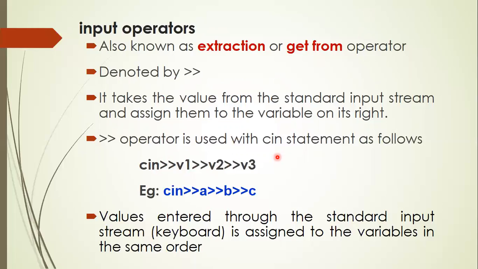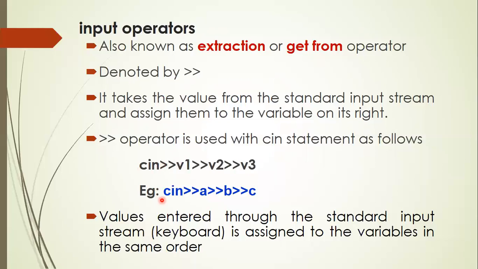Example, cin >> a >> b >> c. Look at this example. This statement accepts three values from the standard input stream, and the three values entered will be assigned to the variables a, b, c respectively. That means the first value you enter will be assigned to a, the second value will be assigned to b, and the last value, the third value, will be assigned to the variable c.